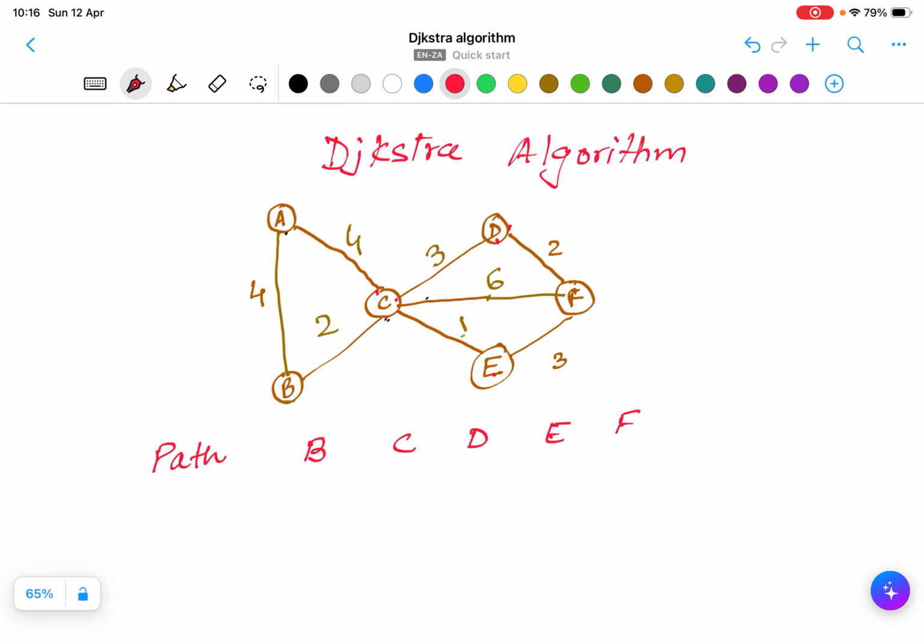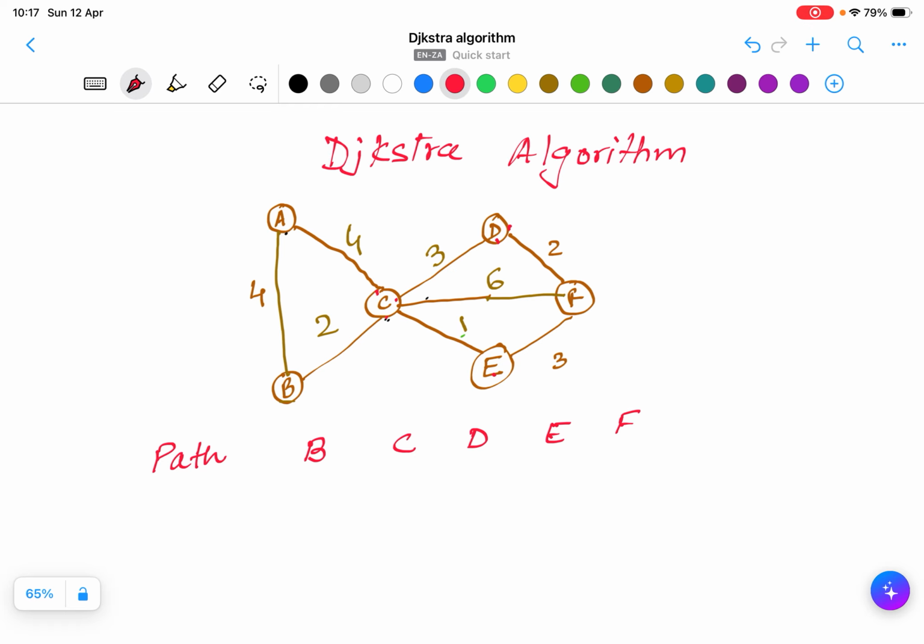So you can see the cost from A to B is given as 4. The cost from A to C is given as 4. The cost from B to C is given as 2. The cost from C to D is given as 3. D to F is given as 2. C to F is 6. C to E is 1. And from E to F is 3.